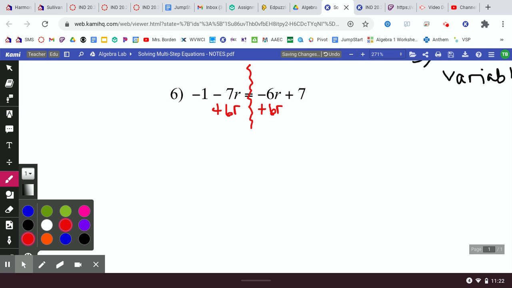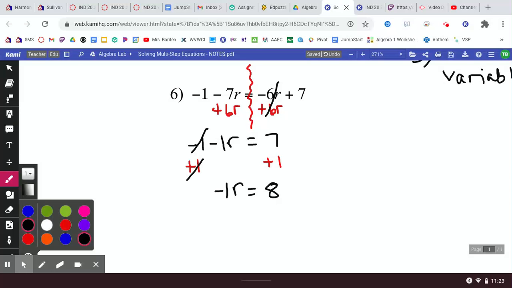Now I'm just going to go ahead and reduce this first. I'll mess with the numbers here in a minute. So that leaves me -1. I'm just going to drop that down. I didn't do anything with it. -7r plus 6r is -1r equals, and then those are gone, 7. Now, the next thing is to get all the numbers over to the other side. So, because I have a -1, I'm going to do +1 and +1. And the -1 and the +1 cancel out, leaving me -1r equals 7 plus 1 is 8.